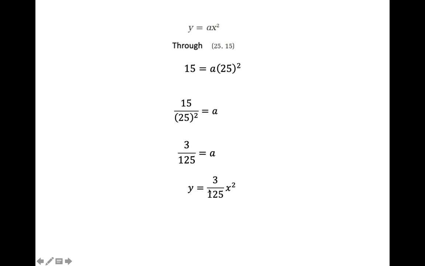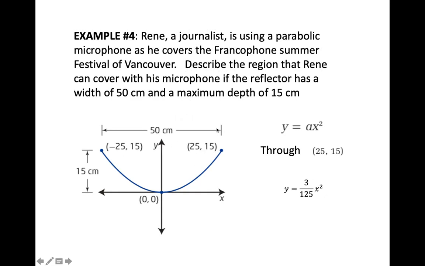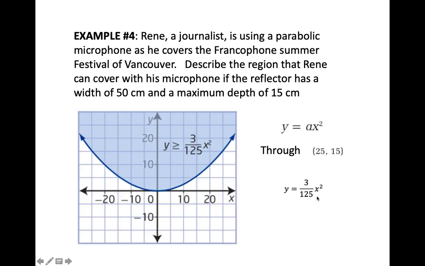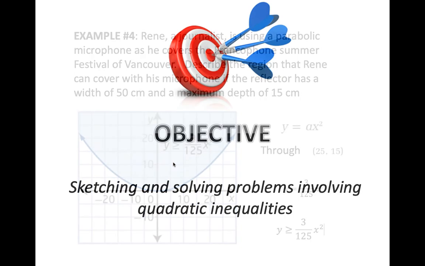So now we should be able to go back and put that in our equation. So the following should describe this quadratic that I see in front of me. Y is equal to 3 over 125 x squared. So now if we're going to describe the region that Rene can cover, think about what he's doing here. The sounds are coming in, they're bouncing, and they're going to a microphone here. So basically, the region I want to describe is this part in the center. So I want to say that y is greater than or equal to the following equation. It's the inside of this particular quadratic. Okay, there you have it.